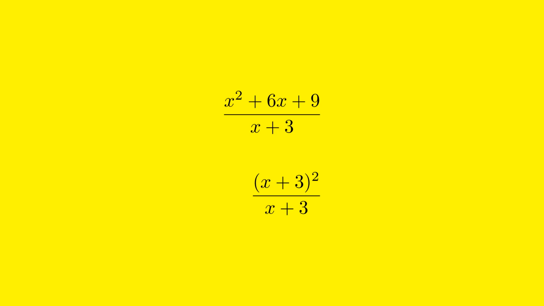So, the original rational expression x squared plus 6x plus 9 over x plus 3 can now be written as (x plus 3) squared over x plus 3. This completes the factoring step as well as the rewriting of the entire expression.